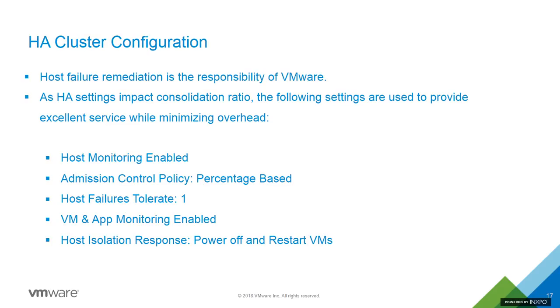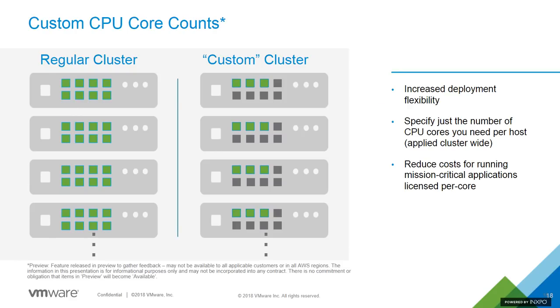From an HA perspective, we use vSphere HA in several different scenarios, one of which we'll talk about a little bit later in this webinar for stretch clusters. But as you can see, I'm not going to read through this slide, but we do leverage vSphere HA. We set the host failures to tolerate to 1. And in the event of a host isolation response, we do just power off those VMs and restart the VMs onto other hosts that are still connected.